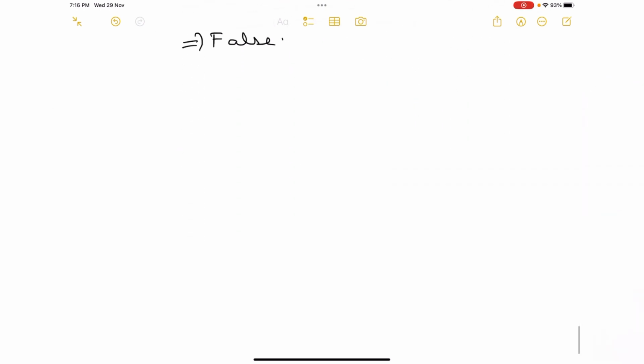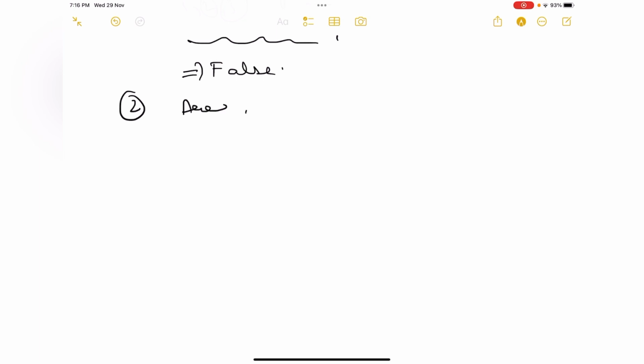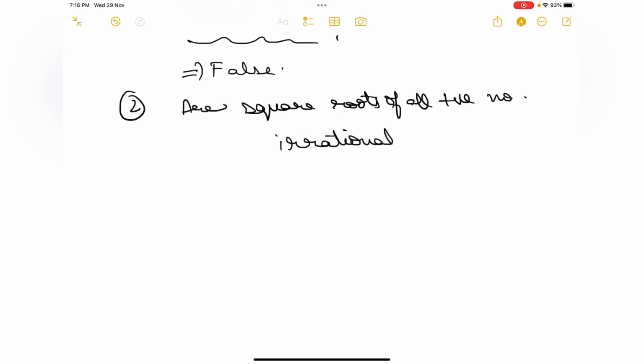Moving on, let us go to the second question of this particular exercise. Are the square roots of all positive numbers irrational? If not, provide an example of a square root of a number that is not an irrational number.